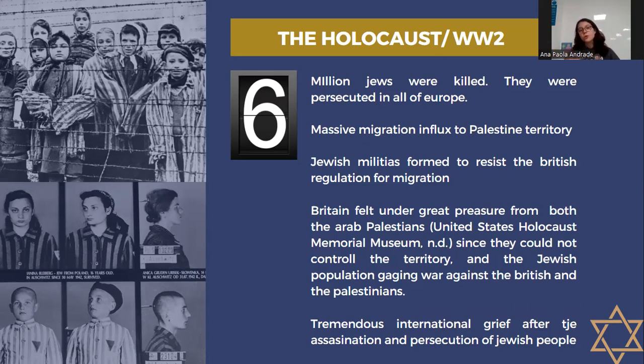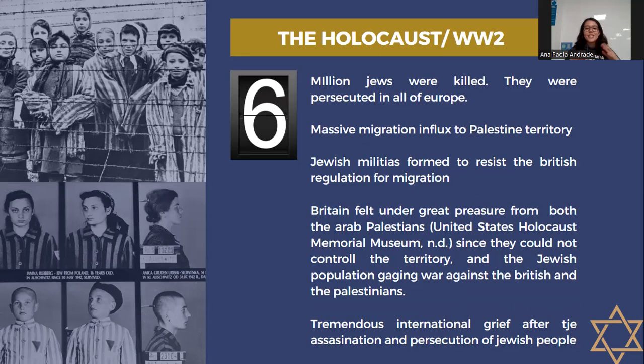The Jewish people who were already in the territory did not like that, so they formed militias to resist the British regulation of migration. Britain felt under great pressure. They were fighting the Palestinians, who were unhappy because they couldn't rule what they used to rule during the Ottoman Empire. They also felt a lot of pressure from the Jewish people, because they were fighting Palestinians, but they also formed militias to fight Great Britain.